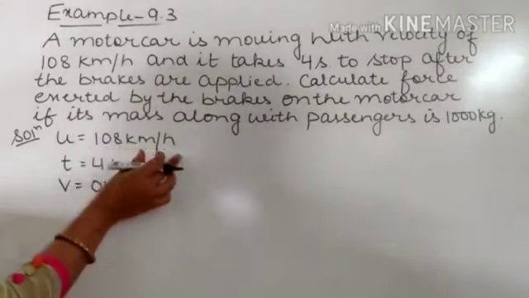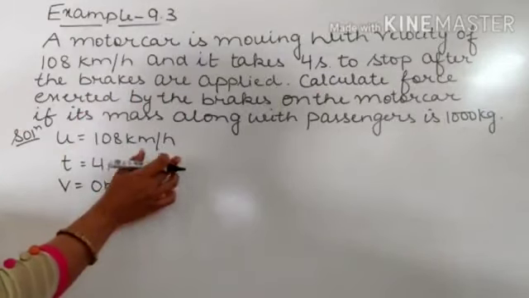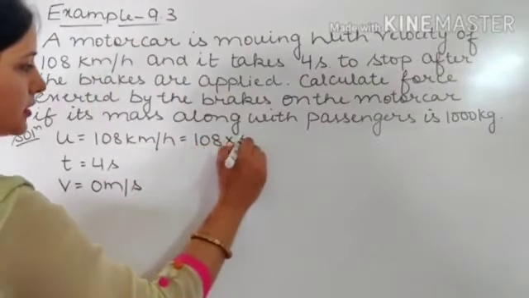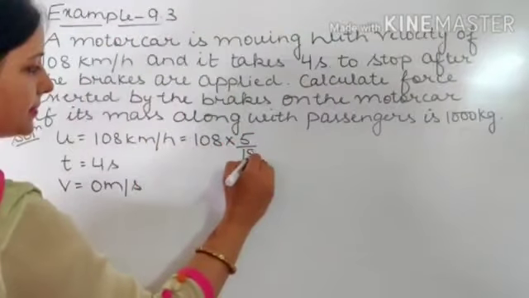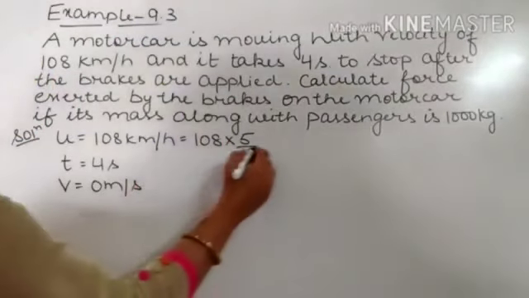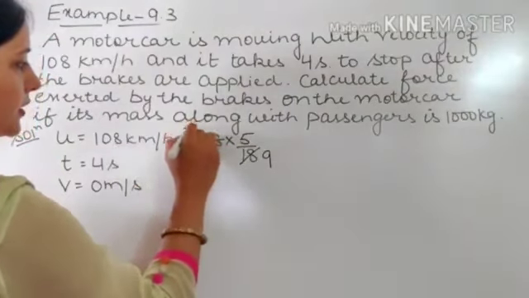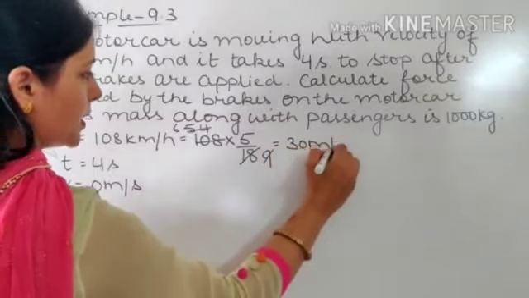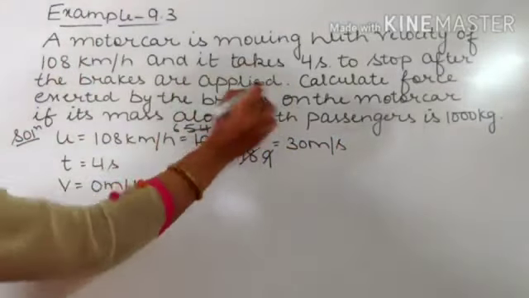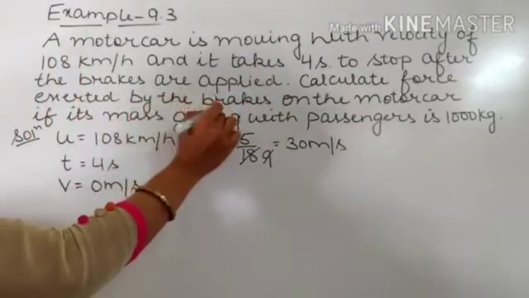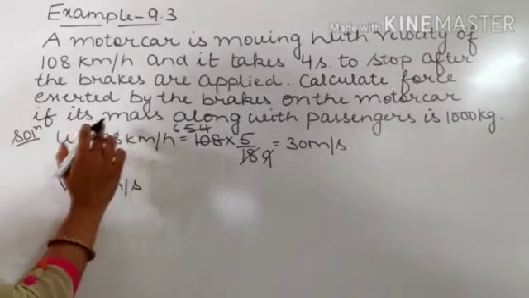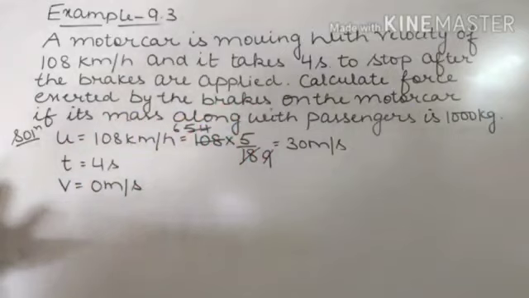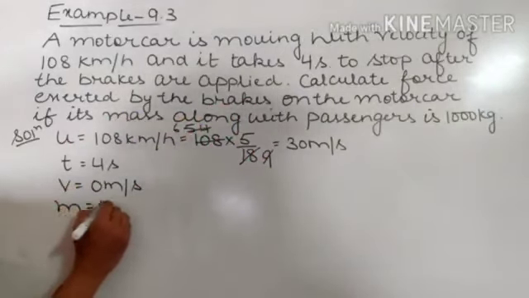So we can convert this initial velocity into meters per second by multiplying by the factor 5 by 18. Now you can solve it. That means 30 meters per second. Calculate the force exerted by the brakes on the motor car if mass along with the passengers is 1000 kg. That means total mass is given, 1000 kg.